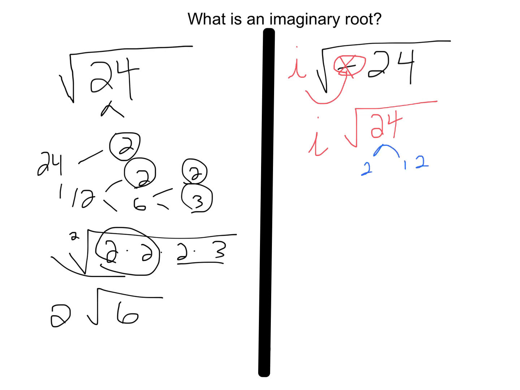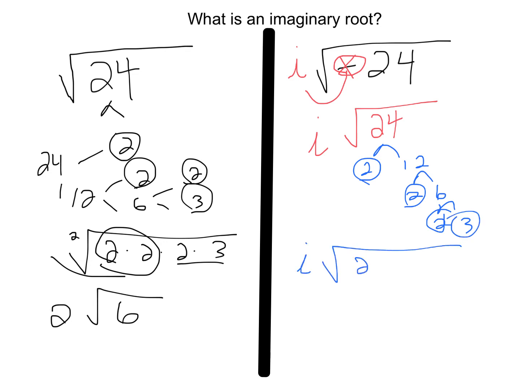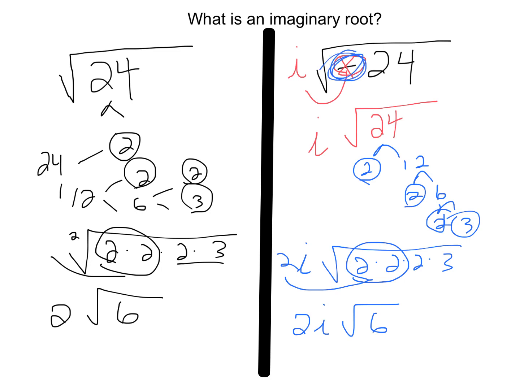2 and 12, 2 and 6, 2 and 3. So i radical 2 times 2 times 2 times 3. Then we circle our set, kick that out, so you have 2i radical 6. So the difference between a regular one and an imaginary is, again, dealing with the negative under the radical.